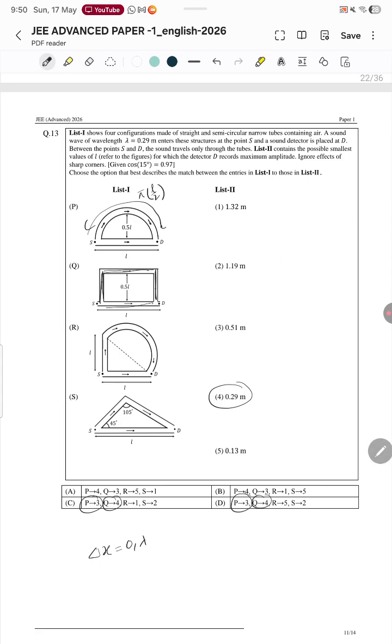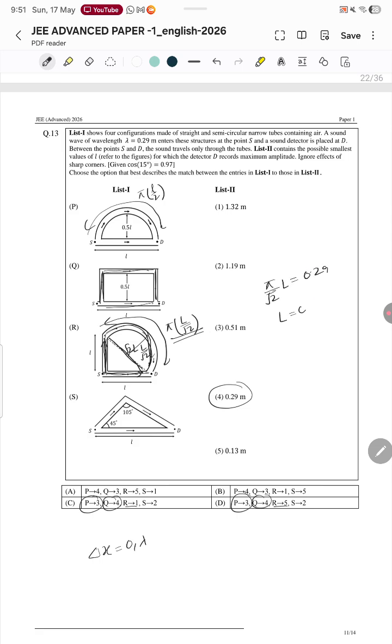Then let's move forward. Let's talk about option R. R will yield us the answer, because R is the only difference between the third option and the fourth option, right? So this length is L, the source is coming, this length is L, this length is L, and from here it is coming like this. This length is anyway the same, so the difference of the length will be this much. This length is root 2 L, it means this length is L by root 2, and this length will be pi r, which is pi into L by root 2. So this is the difference, and pi by root 2 L should be equal to lambda, that is 0.29.